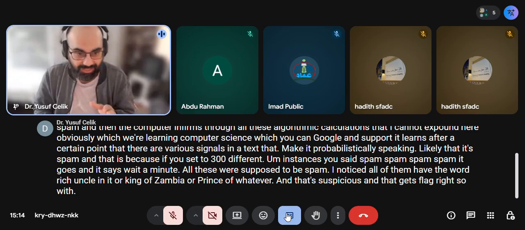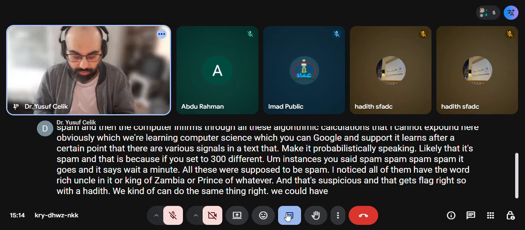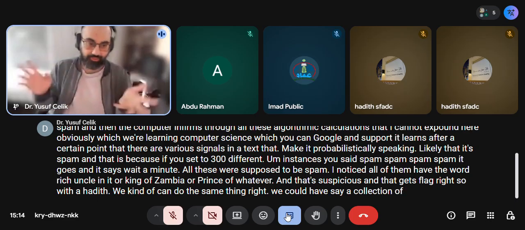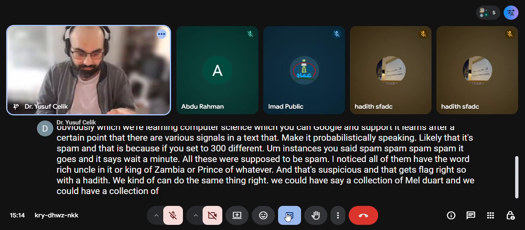So with a hadith, we can do the same thing, right? We could have, say, a collection of mawdu'at, and we could have a collection of sahih and whatnot.